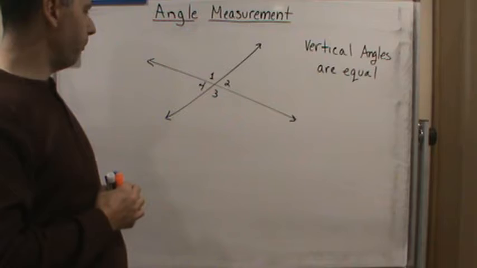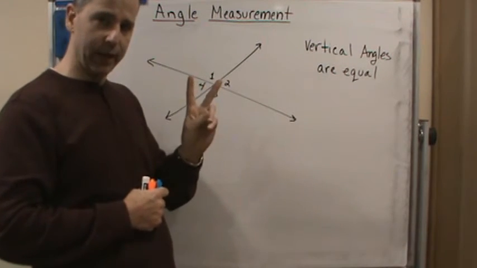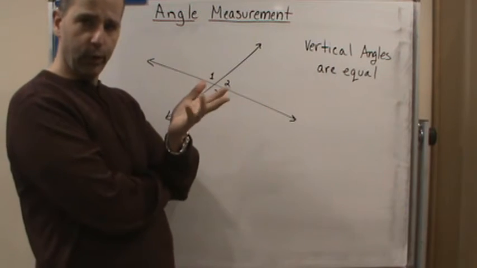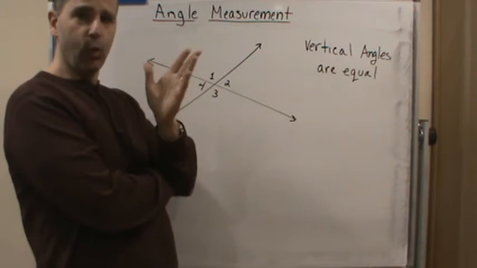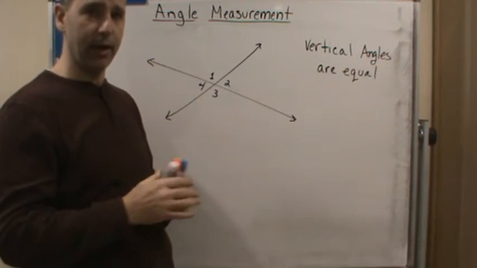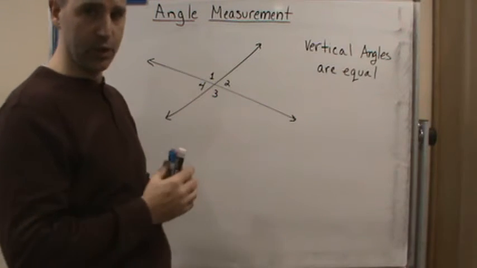Okay. By the way, just so you know, when we say two angles are equal or congruent, which means that they have the same angle, we don't care about the length of their sides. The length of the sides doesn't matter. It's the angle measurement between the two sides.